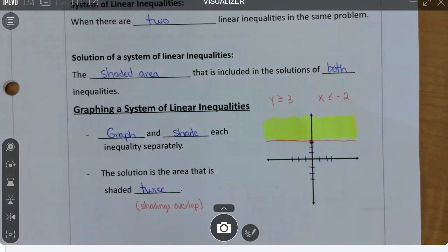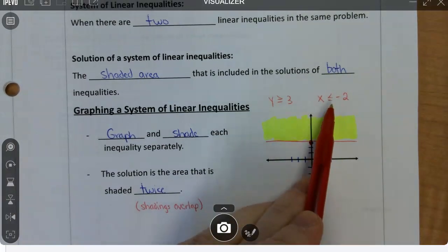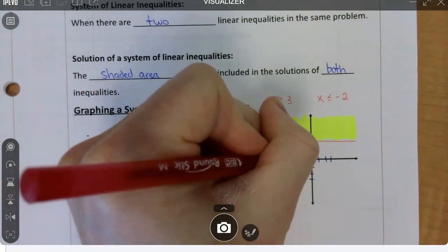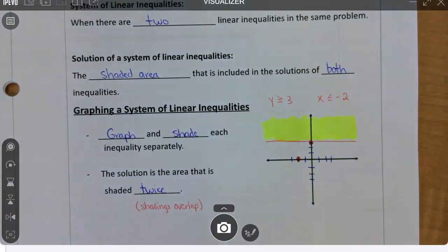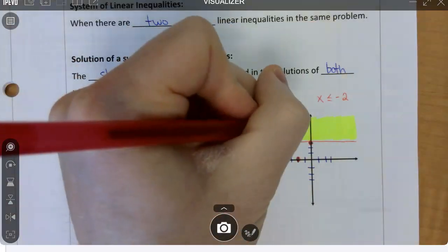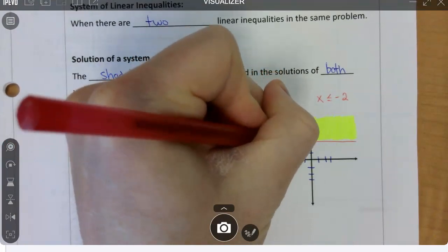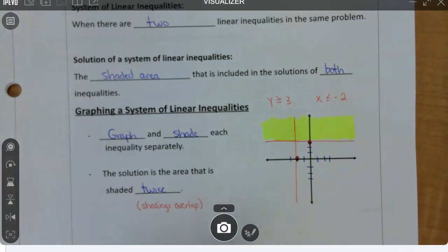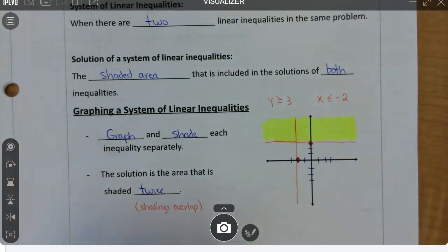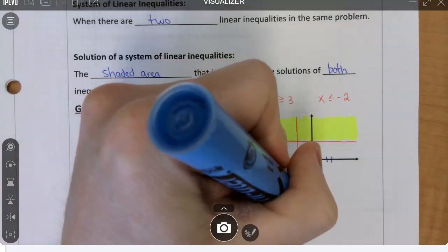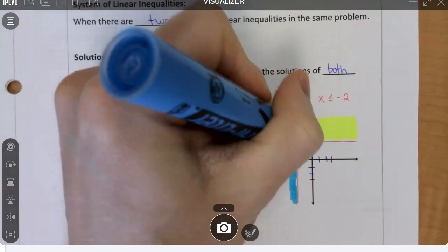Well, now I have to graph the second inequality. x is less than or equal to negative 2. That means I go to negative 2 on my x-axis. Again, because it's less than or equal to, that tells me it's going to be a solid line. And then where would the shading occur for this? Well, if it's less than or equal to negative 2, I'm going to go to the left of negative 2, and it's going to be all of this area.